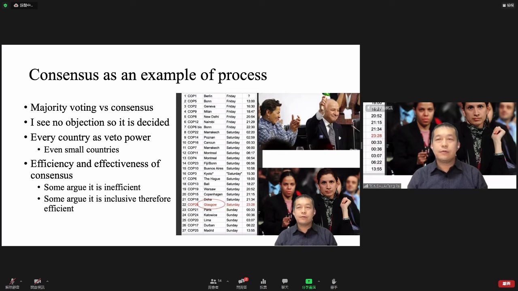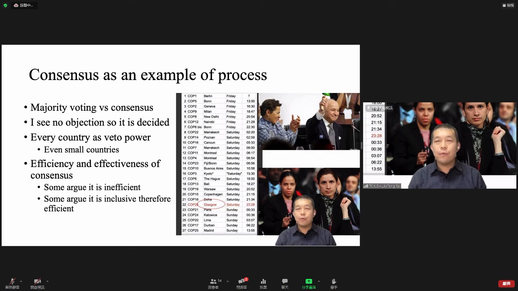And what is different between those two decision-making processes, voting and consensus? The consensus means every country can act as a veto power, meaning without the agreement from all countries, you cannot make any decision, even small countries. So that gives the countries the power to protect their interests. But of course, there's an argument that this is why the negotiation is not efficient, because there are so many red lines and every country wants to protect their interests.